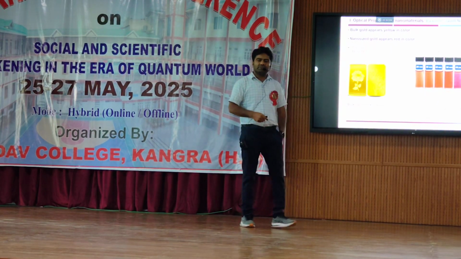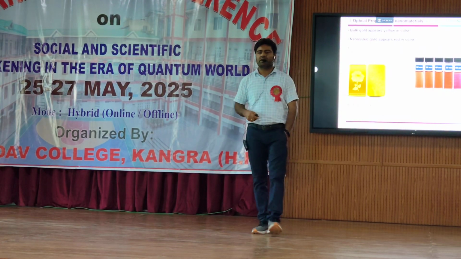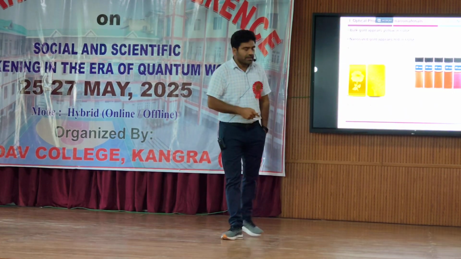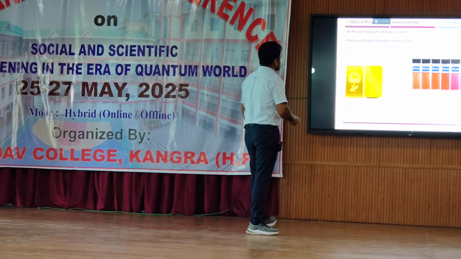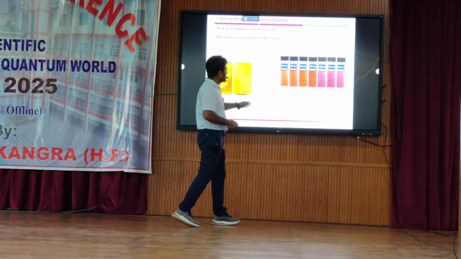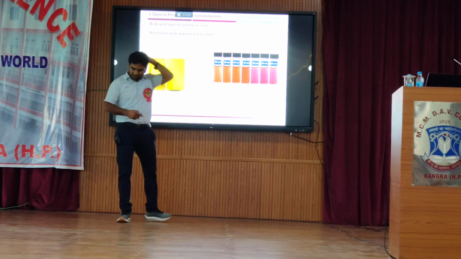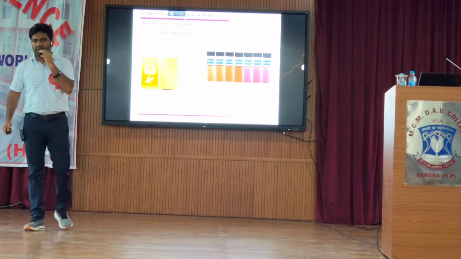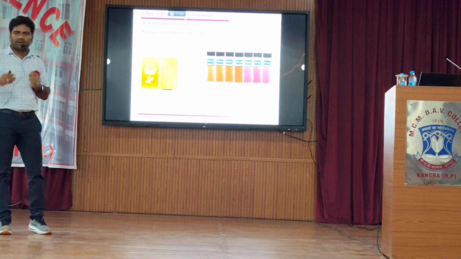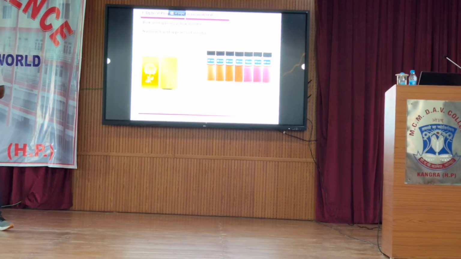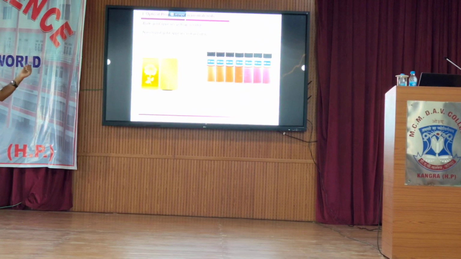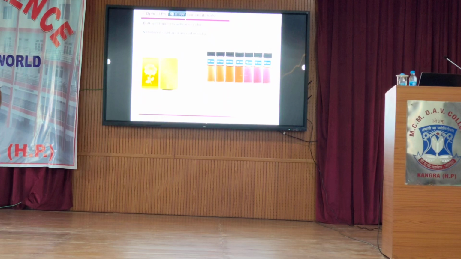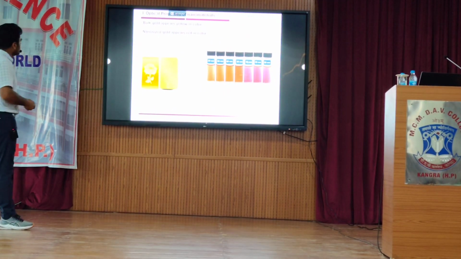But if you break down this bulk gold into small nanoparticles, then this gold looks like this red color. This is the maroon color, and this color depends on the size of the particle. So if you alter the size of the particle, you are going to tune the color of the particle. Now gold does not look yellow; it looks red. So you are seeing the change in optical properties when you go from bulk to nano.